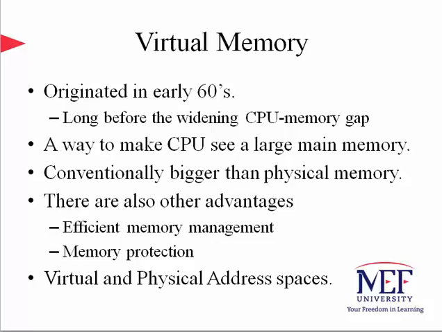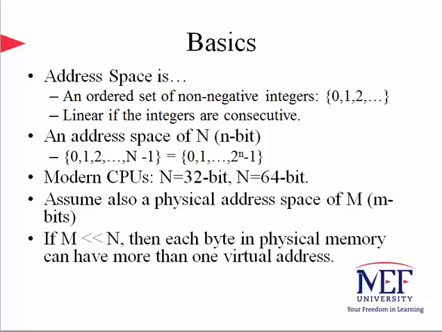In order to understand virtual memory concepts, we need to look at a few basic things, such as virtual and physical address spaces. An address space is an ordered set of non-negative integers from 0 to some predetermined number. For example, if an address space of N is used, we say the non-negative integers start from 0 and end in N-1. Assuming that N is 2 raised to some power lowercase n, modern CPUs in that context are either 32-bit or 64-bit machines, providing 2 to the 32 or 2 to the 64 address spaces. If consecutive numbers are used, the address space is called a linear address space.